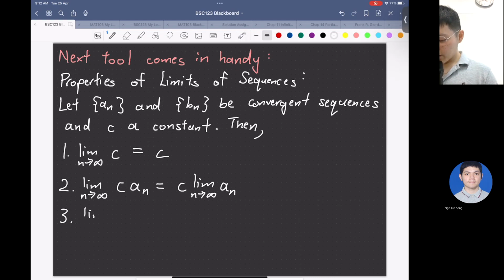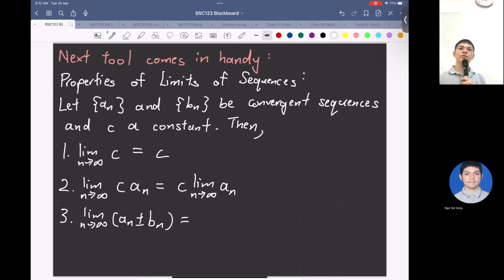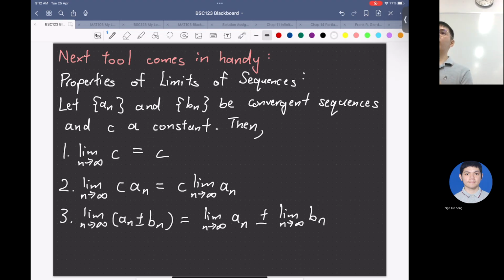What about if you add or subtract two convergent sequences together? You want to find the limit of the new sequence. What do you think? You can take the limit inside. Actually, this property might not always be true, but when it is true, it is linear. Usually when it is linear, you can do this. This property is not always true, but for limits, it is true.